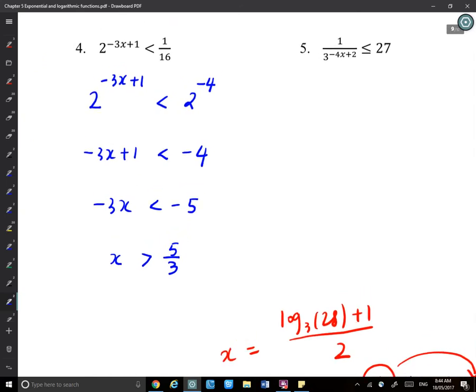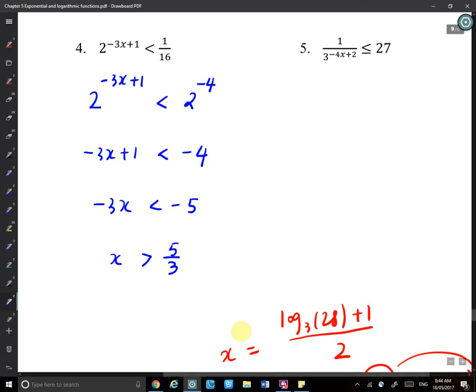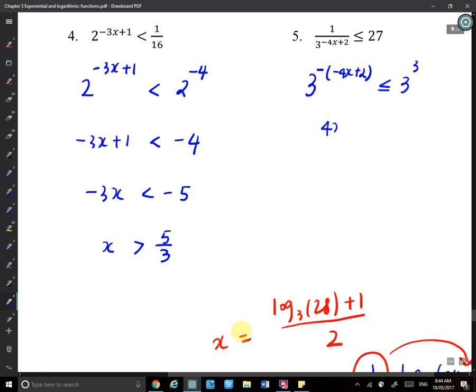Okay, next one. You have 1 over 3 to some power less than or equal to 27. Then the base needs to be 3. For this side, if your base wants to be 3, so that's 3 to the power of negative 4x plus 2. Okay, the negative of that power. Less than or equal to 3 to the power of 3. Then you have 4x minus 2 less than or equal to 3. 4x is less than or equal to 5. X will be less than or equal to 5 over 4.